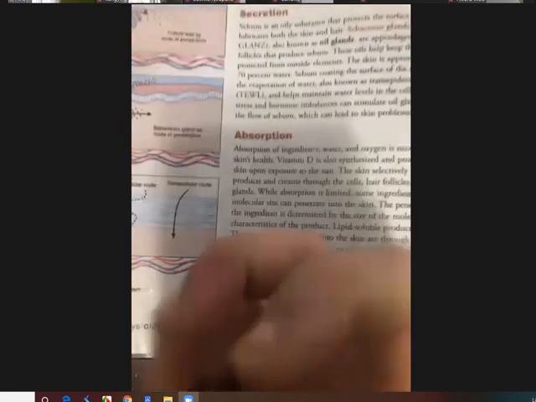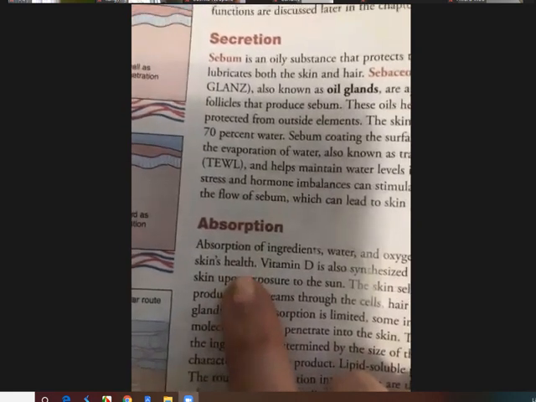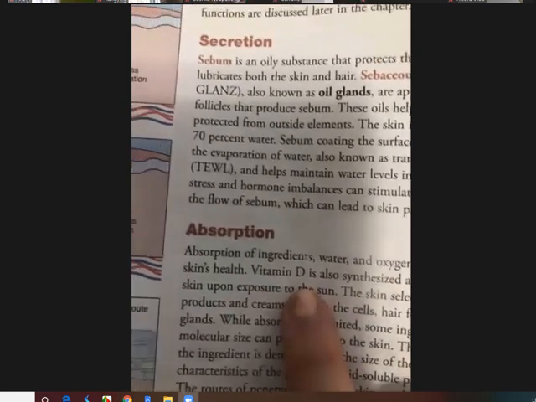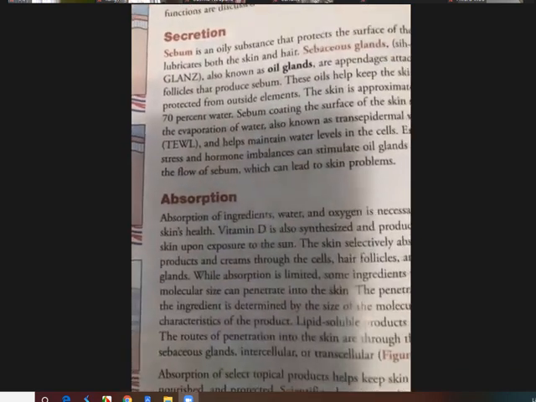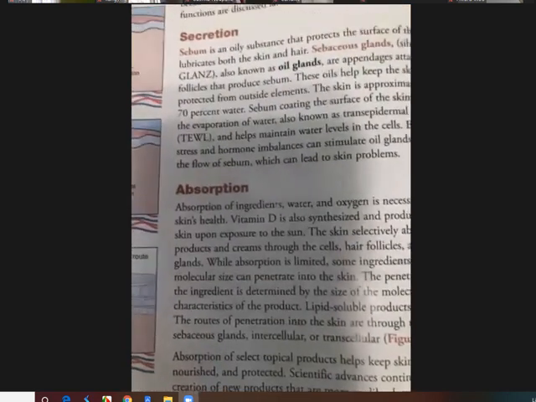Absorption. Absorption means to suck in. Water and oxygen are necessary for skin health. Vitamin D comes from the sun. When we go under the sun, our skin will produce vitamin D, which is essential for our skin.